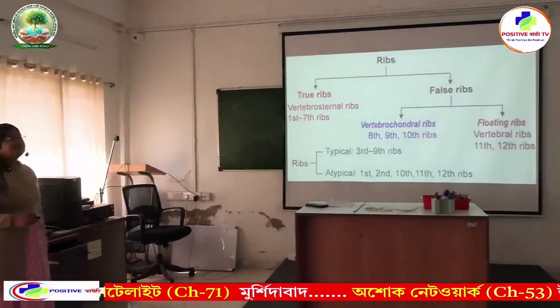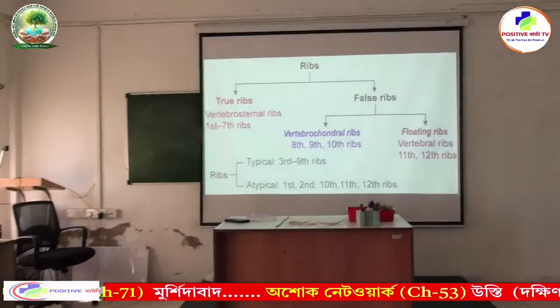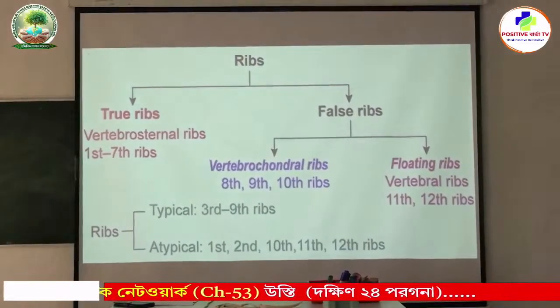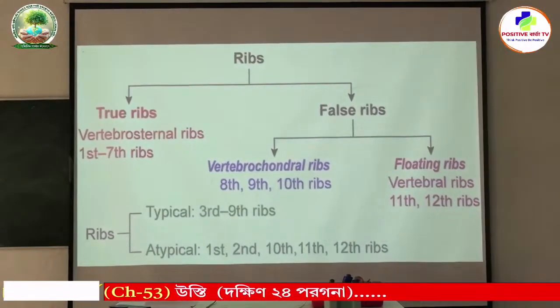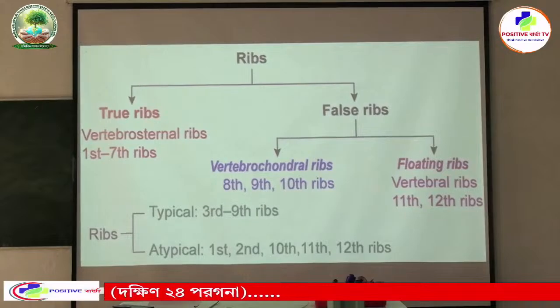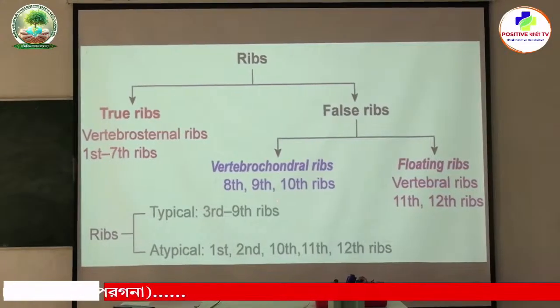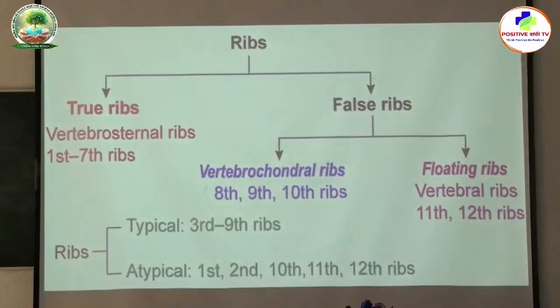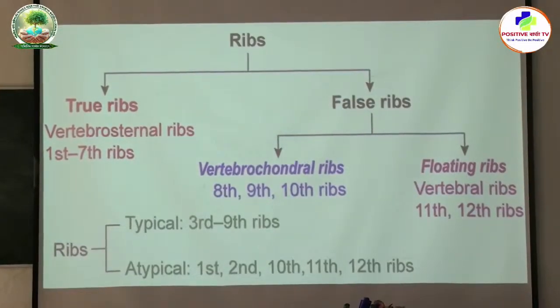So this is the classification. We are dividing the ribs into true ribs and false ribs. True ribs are vertebrosternal ribs, 1st to 7th. False ribs are again of two types, vertebrochondral and floating ribs. Vertebrochondral are 8th, 9th and 10th ribs, and floating ribs are vertebral ribs, 11th and 12th ribs.